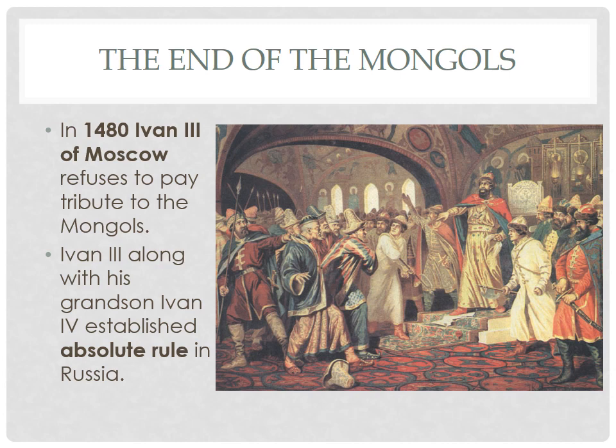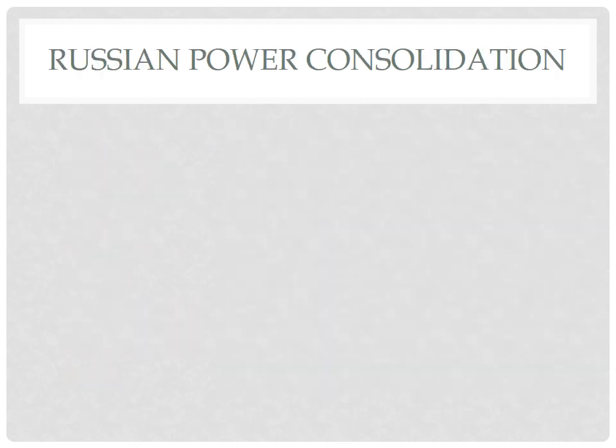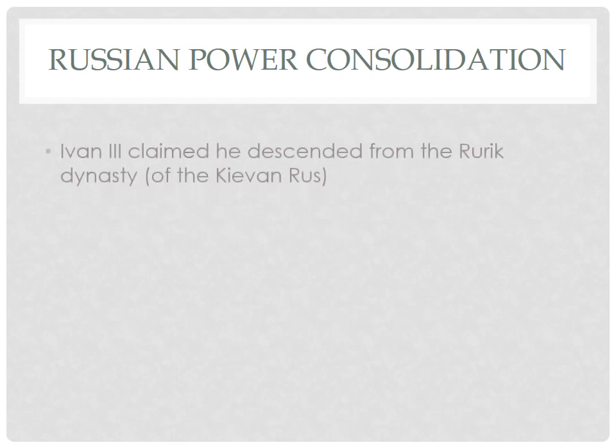So Ivan III, along with his grandson, Ivan IV, established absolute rule in Russia. They became absolute monarchs as the Tsars of Russia. Ivan III is known as Ivan the Great, and Ivan IV is known as Ivan the Terrible. He was quite an interesting character, and we'll go more into that next week. So the first step that Ivan took when he took power was to consolidate his power. To consolidate means you take the power that is spread out and bring it all into one central location. So essentially he centralized his power.